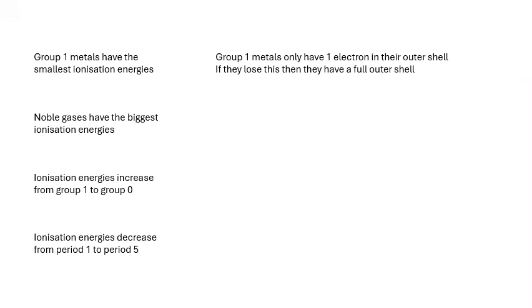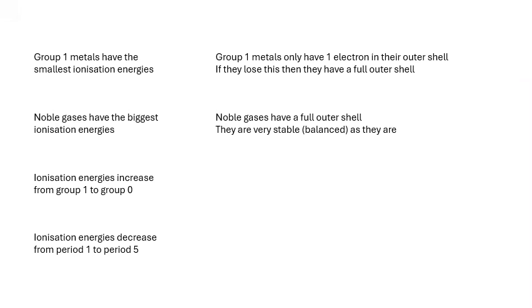Noble gases have the biggest ionization energies. Why? Because noble gases have a full outer shell. They are very, very stable, very, very balanced. They want to stay as they are. You're going to have to do a lot of work to crack into this full shell.